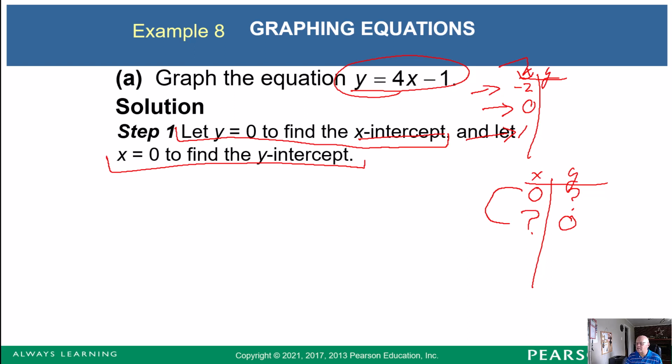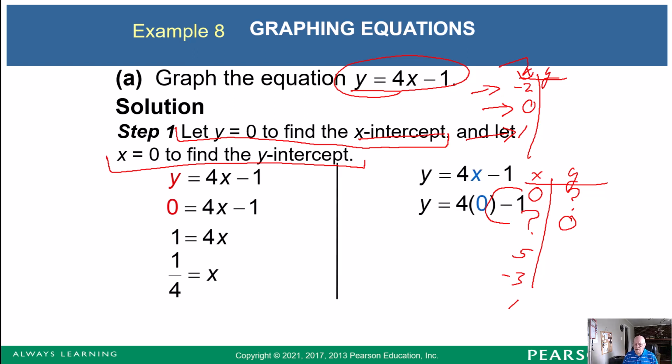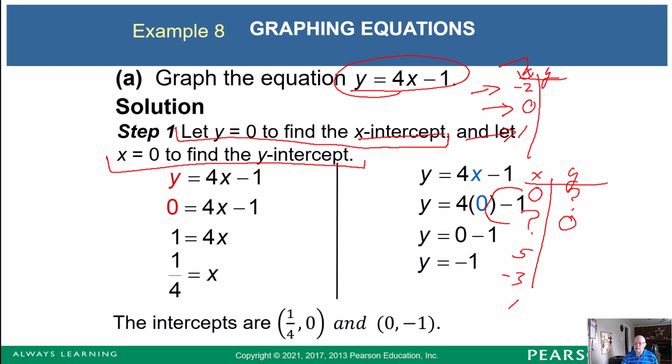And then you'll have to find some other points. Pick another x, maybe 5, -3, let's say 1, whatever you want really. It's a straight line, you can tell, so you can pick any x you want. So the intercepts are found. There's the x-intercept. There's the y-intercept. Easy to graph.